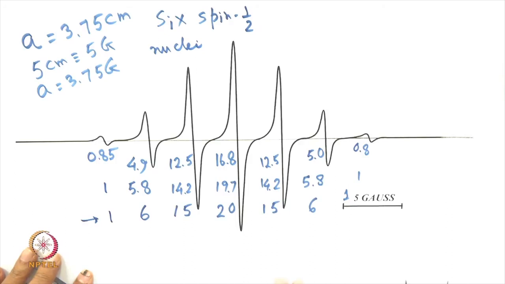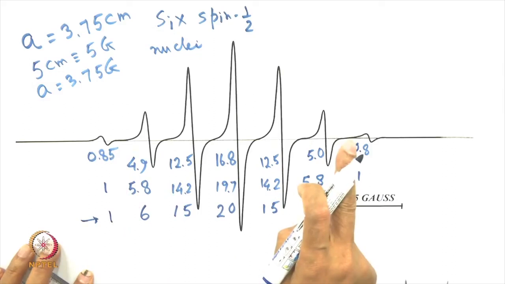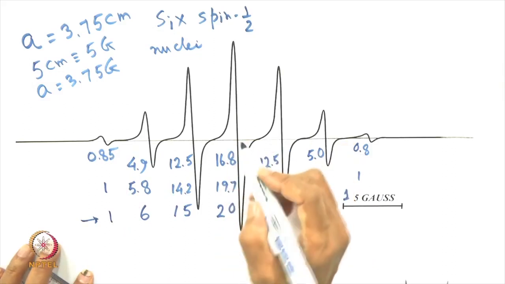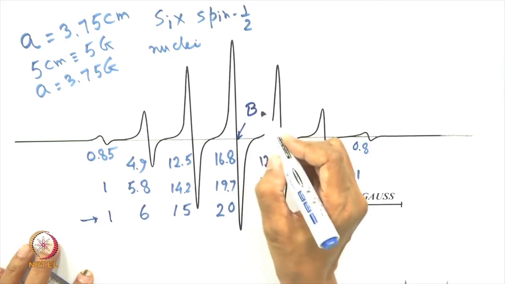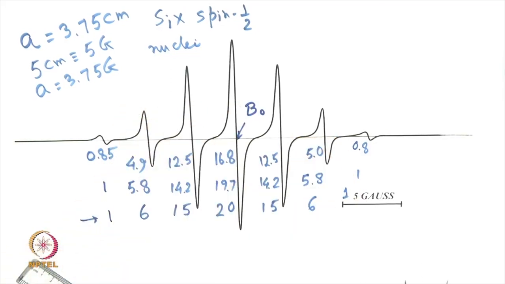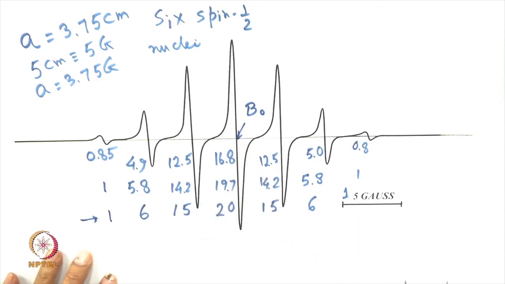Now, for this, what is the g value? The g value will again be at the center of the spectrum. Because there is an odd number of lines, the center of the spectrum is precisely here. So, this is my B0. From this, I can calculate the g value if I know the frequency of the microwave and the actual value of the magnetic field here.